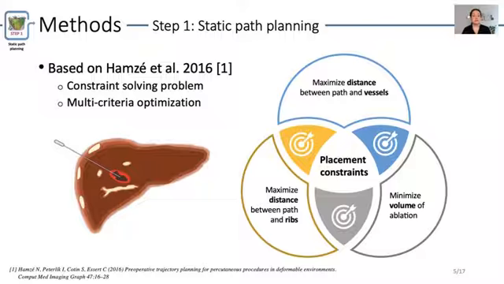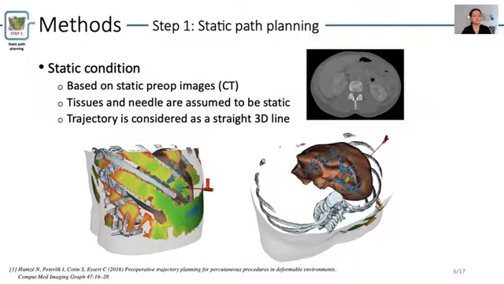The first step initializes the pipeline by finding an initial entry point and orientation. This problem basically consists in finding an optimal needle placement that satisfies multiple placement constraints that can possibly be conflicting with each other. For this step, we use the previous works from Hamze et al. to find the best compromise.